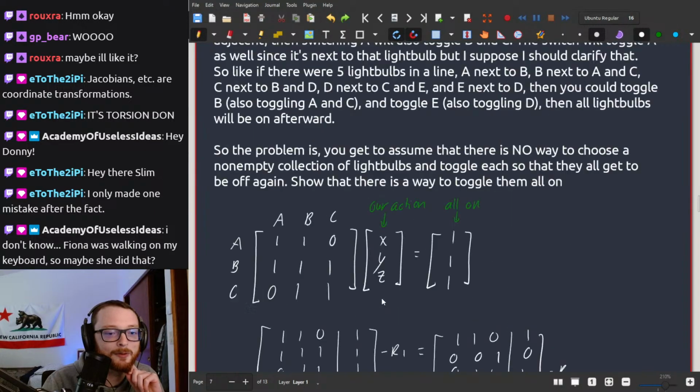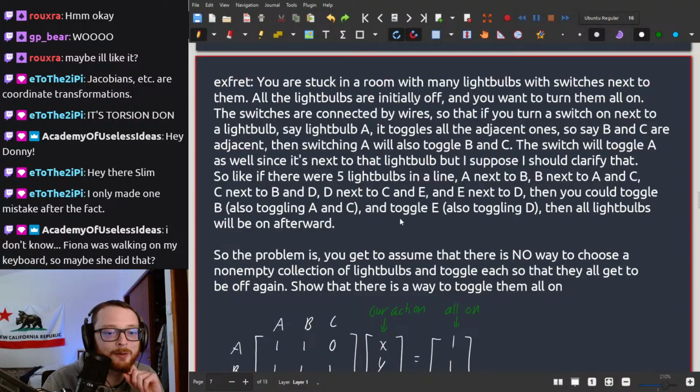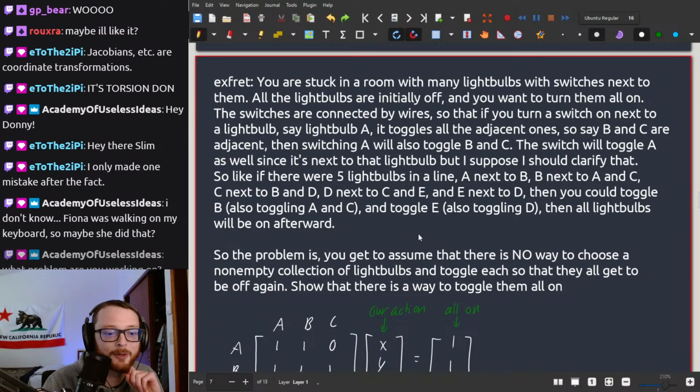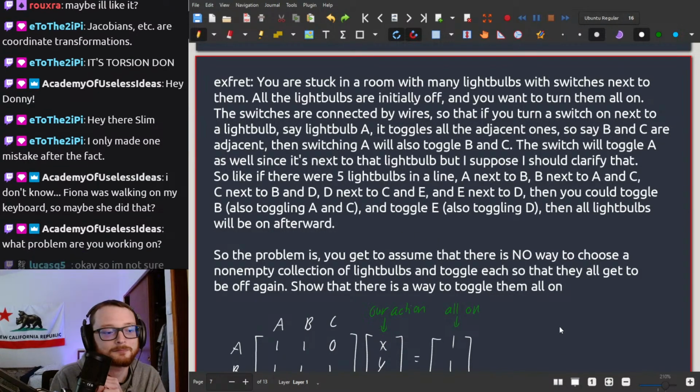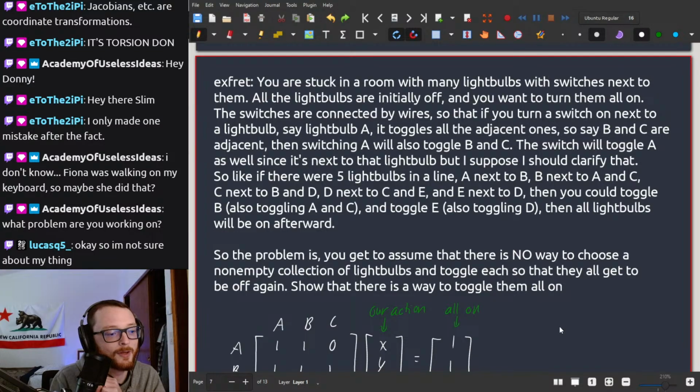So yeah, we're working a problem from the extra, just kind of put in here for fun. This problem statement is a little bit long, but you're not sure about it, Lucas? All right.